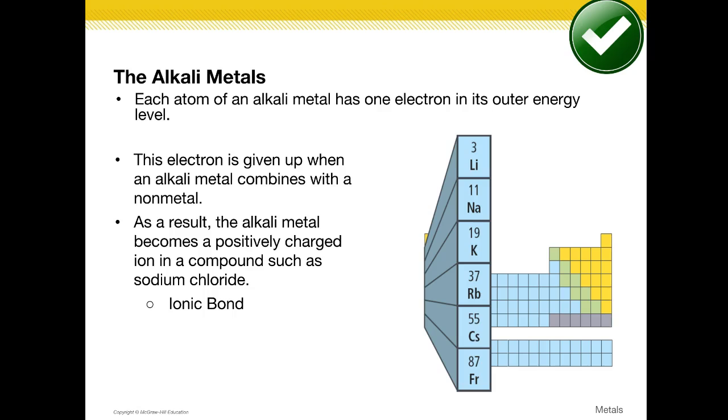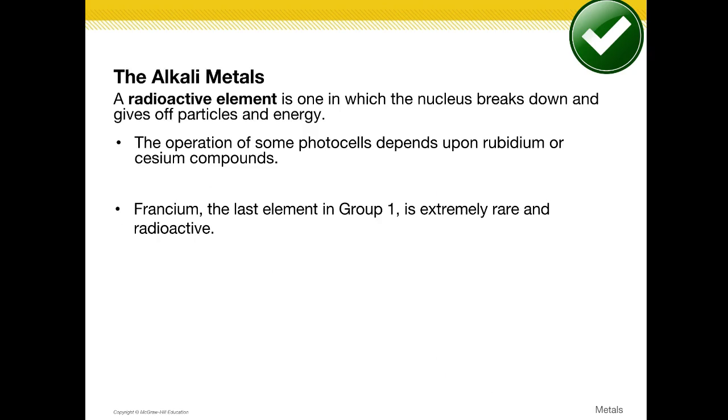This slide is just saying they like to give away that electron to become stable. So they normally exist as a positive ion. They have one less electron than they should. And they like to bond ionically. And this is just saying that francium is rare. There's just a few grams of it on Earth at any time, and it's also radioactive.